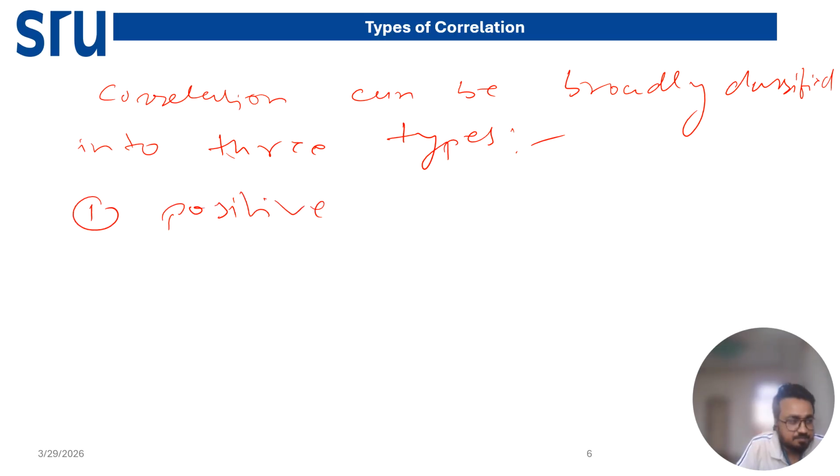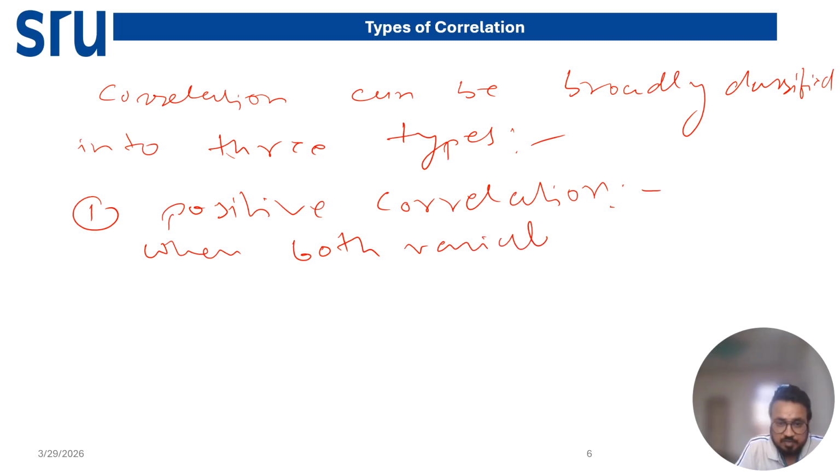First one is positive correlation. What is positive correlation? When both random variables increase or decrease together, right?